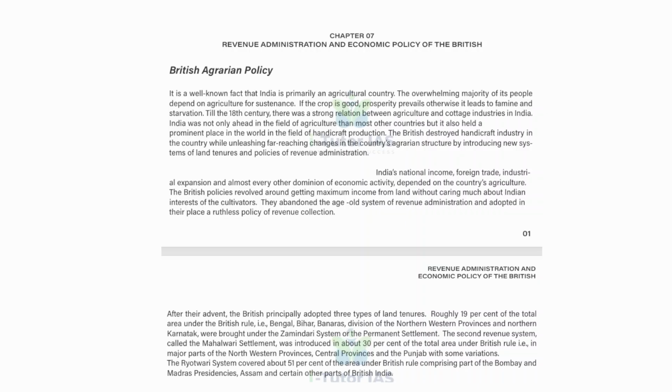And key land revenue systems are the Permanent Settlement in 1793, introduced by Lord Cornwallis in Bengal, Bihar, and Odisha. Zamindars were made owners of the land with a fixed, high revenue demand, leading to exploitation of tenants.